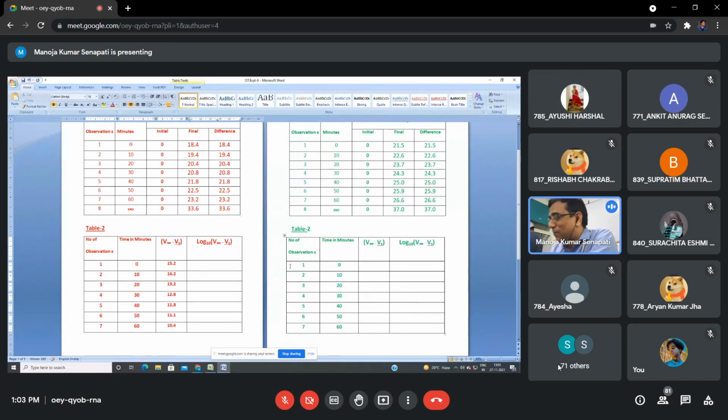What is the log value of 15.2? Say it. And those who have the green table, they should do this one. B infinite minus BT, write it. I will ask you. 1.181. Yes, right. Next one.